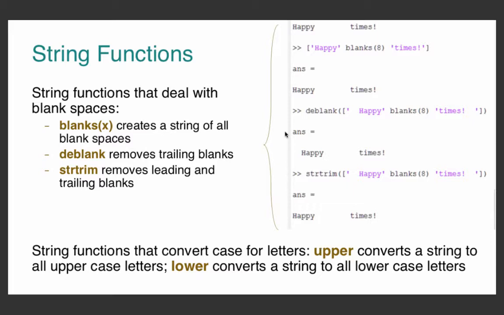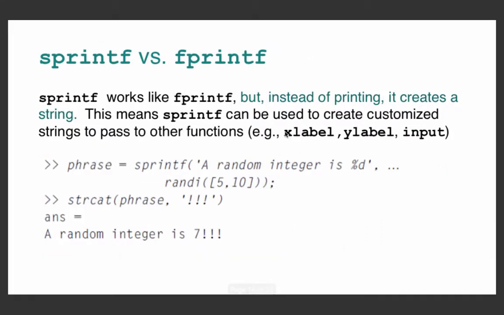Okay, so before the break we were just discussing these various functions you can use on strings: blanks, string trim, str_trim, upper and lower. There's also a function called sprintf. We're already familiar with fprintf, right? fprintf is a way of printing to the command window. You can also use it to write to a file. But there's this alternative, sprintf.